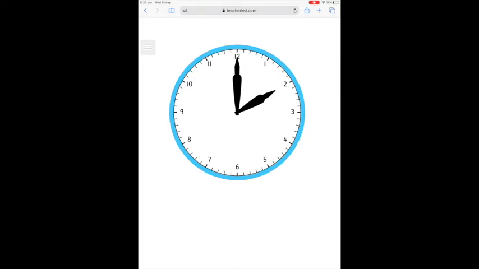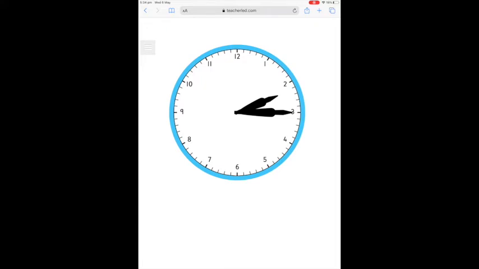On screen you can see my clock and it is now showing 2:15. It is showing 2:15 because my small hand is on the 2 and my big hand is on the 3. And I know that that is quarter past because it's 15 minutes past the hour.